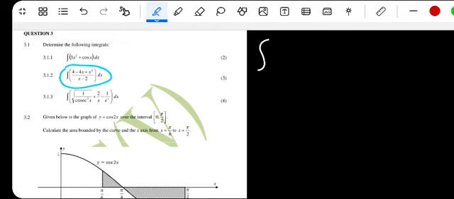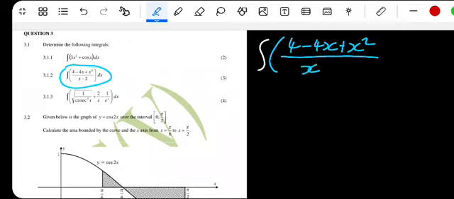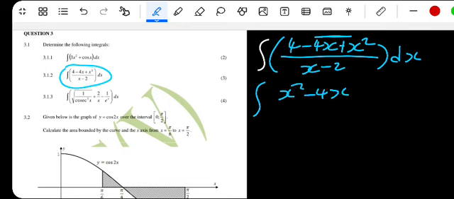So the integral of 4 minus 4x plus x squared, divided by x minus 2, dx. You're supposed to notice that your numerator is a quadratic. If you don't see it clearly, you can place it in the correct order: x squared minus 4x plus 4. There you have the quadratic.